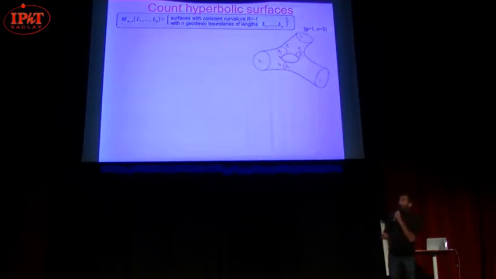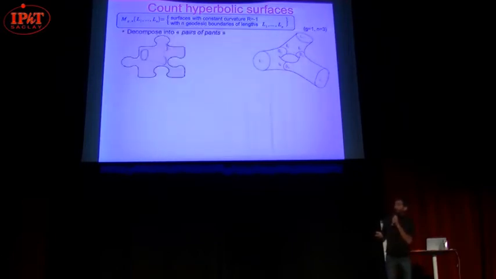To write the measure, I will use a system of coordinates. To find coordinates on this space, observe that you can decompose any hyperbolic surface into pairs of pants. So we shall decompose into the elementary blocks, which are pairs of pants. So you can cut the surface with closed geodesics. And now record the length of each closed geodesic.